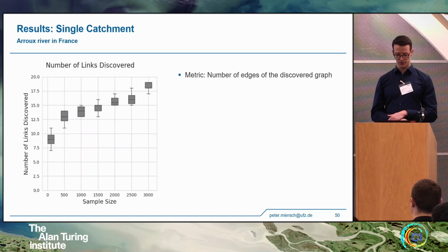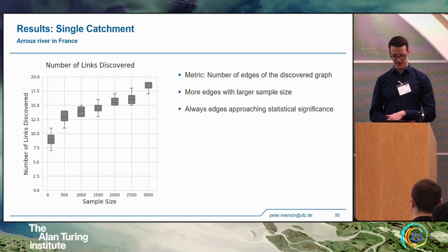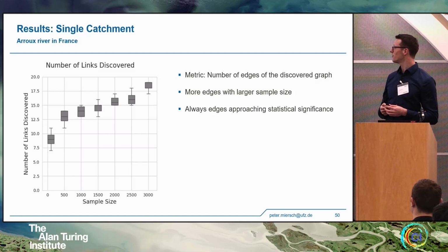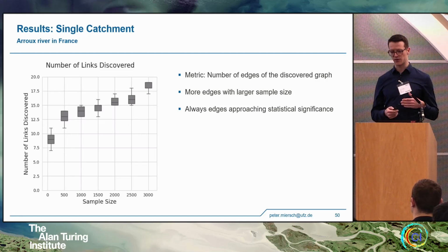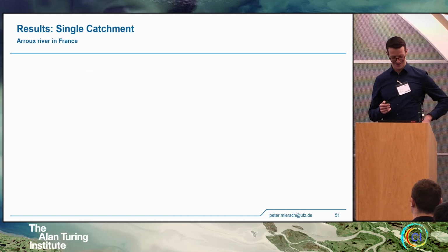And the metric that I use here is the number of edges that you find in the graph. And not very surprisingly, you find more edges the more samples you have. And this can be easily explained. On the x-axis, you have the sample size, and on the y-axis, the number of edges that you discover. The reason for this is that you always have some edges that are on the edge of statistical significance.